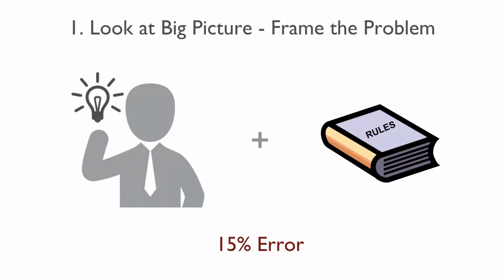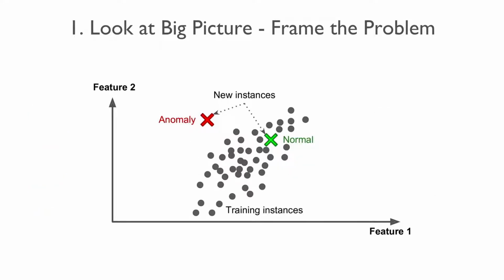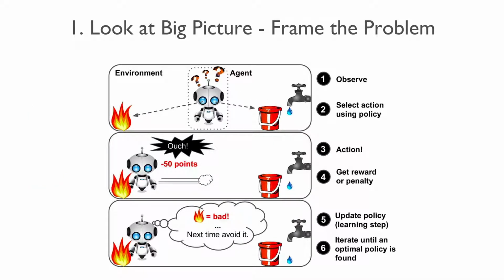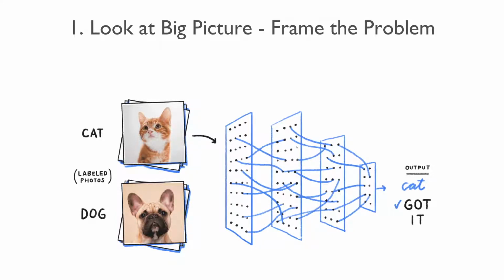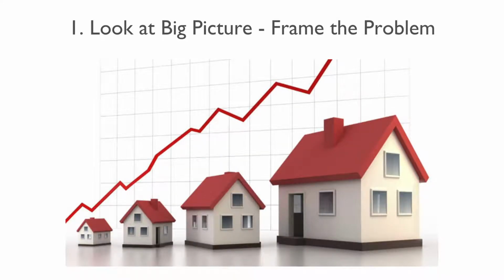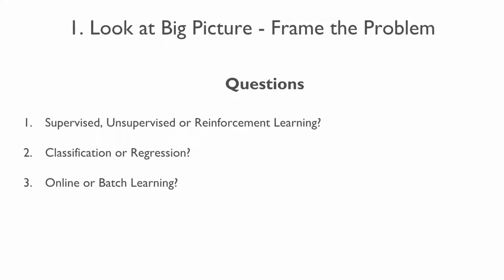Next, we have to ask questions like if this problem is supervised, unsupervised, or reinforcement learning. Also, if the problem is a classification task, regression task, or something else. Should we use batch learning or online learning? Please pause this video for a minute and try to answer these questions. Hope you have found the answers.